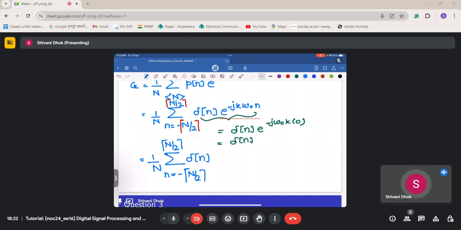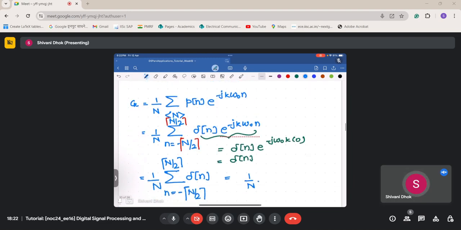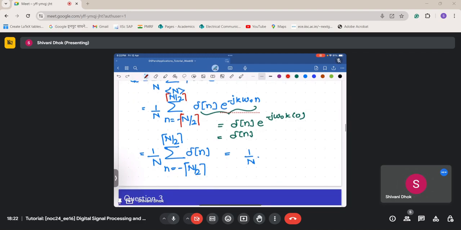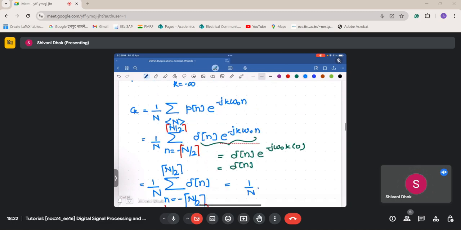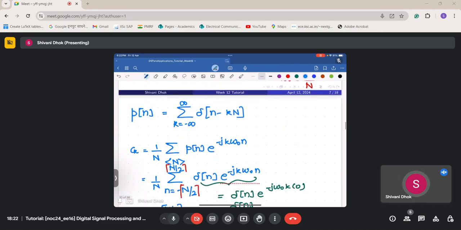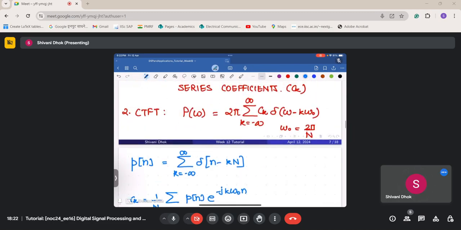Now I'm evaluating the sum of an impulse from minus n by 2 to n by 2, and there will be only one impulse of value 1, and everything else will be equal to 0. So this summation will give me simply 1 by n. So 1 by n into this summation, the summation will be equal to 1, and therefore this entire thing will give me 1 by n. So now I have the ck's, and I can substitute these ck's in this equation.